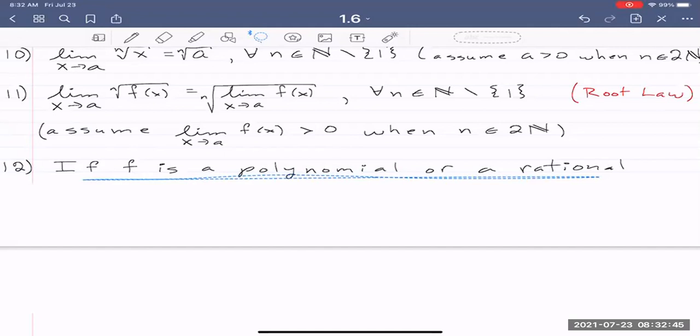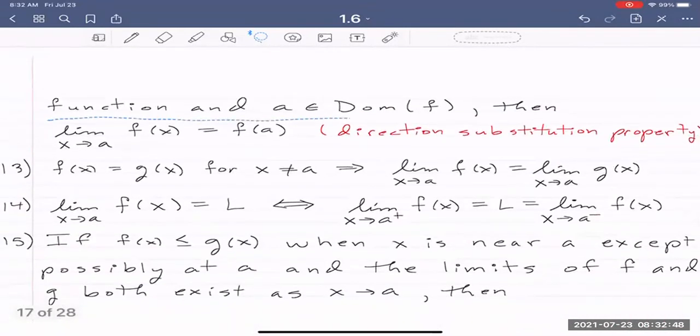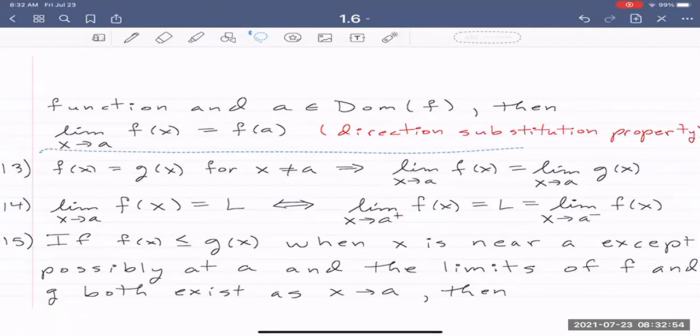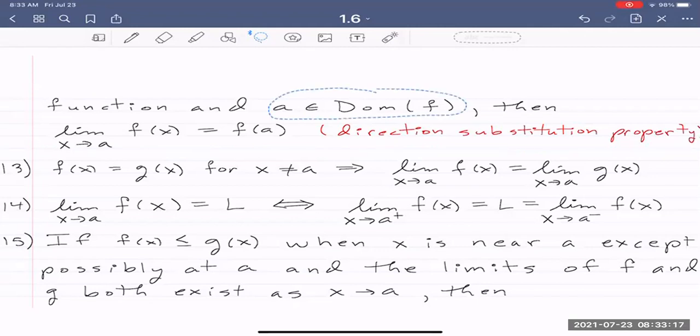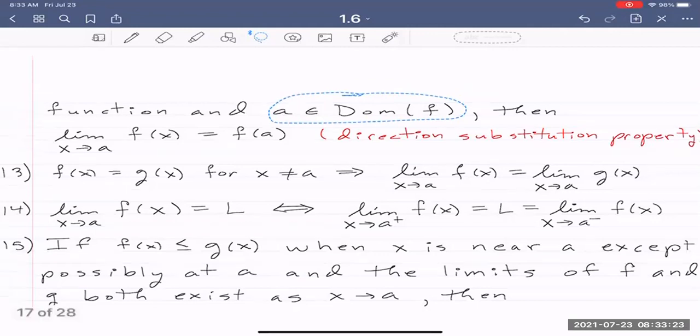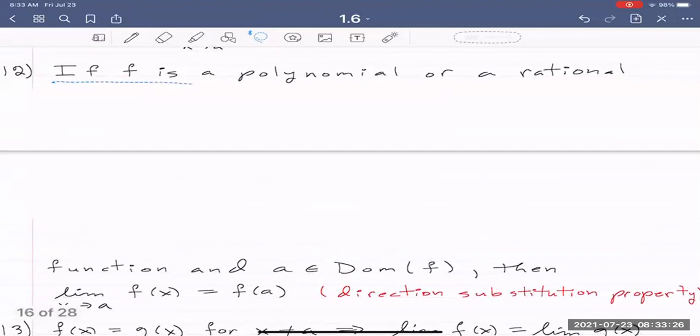If f is a polynomial or a rational function, and a is in the domain of f, then the limit as x approaches a of f of x is equal to f of a. And so this is the direct substitution property. How do you evaluate a limit? Well, you plug in. So long as the thing that you're approaching is in your domain. So that's a very important fact.